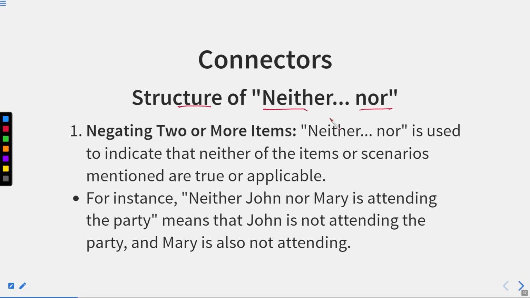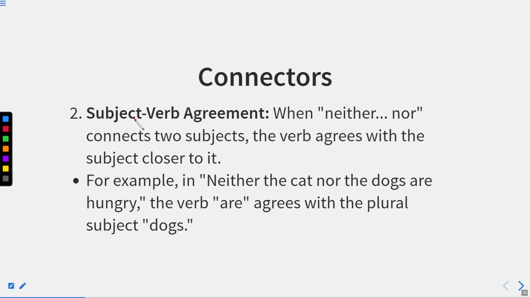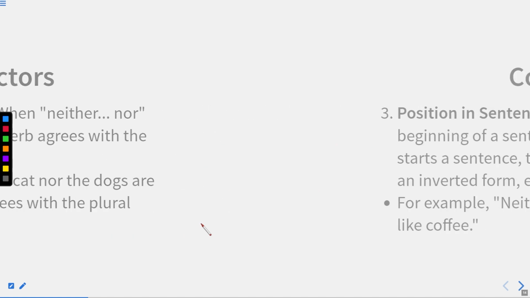Now, structure of neither nor. Negating two or more items. Neither nor is used to indicate that neither of the items or scenarios mentioned are true or applicable. For instance, neither John nor Mary is attending the party means that John is not attending the party and Mary is also not attending. Subject verb agreement. When neither nor connects two subjects, the verb agrees with the subject closer to it. Okay. Neither the cat nor the dogs are hungry. The verb are agrees with the plural subject dogs.